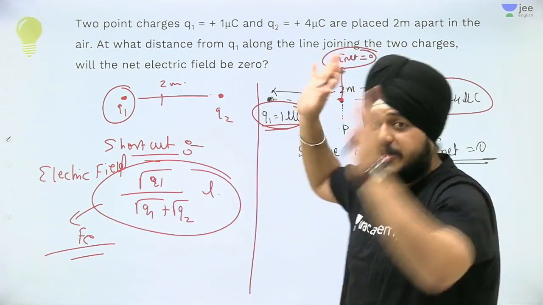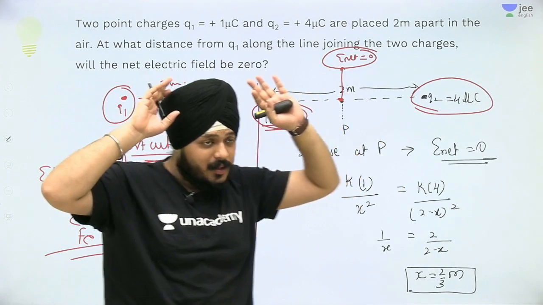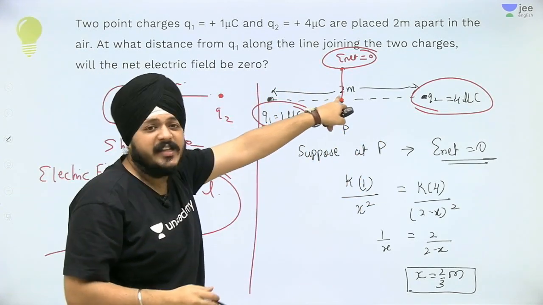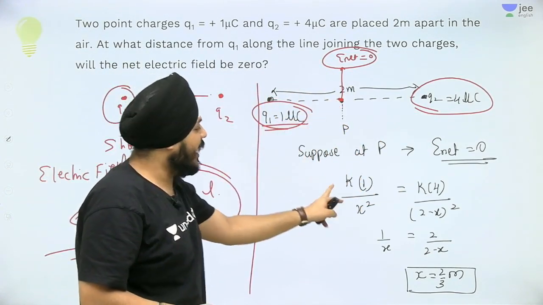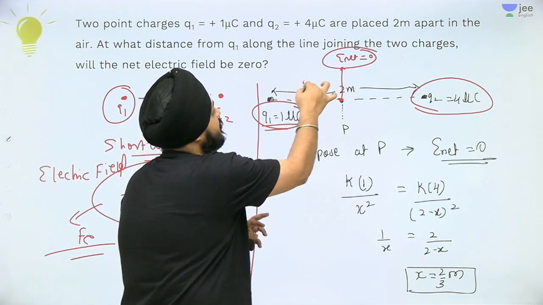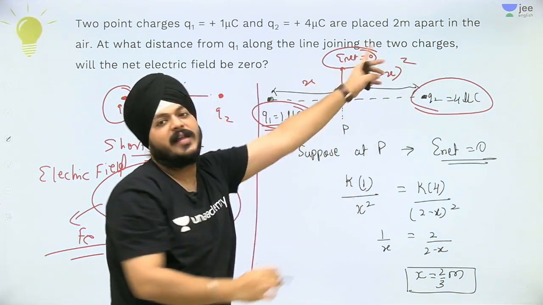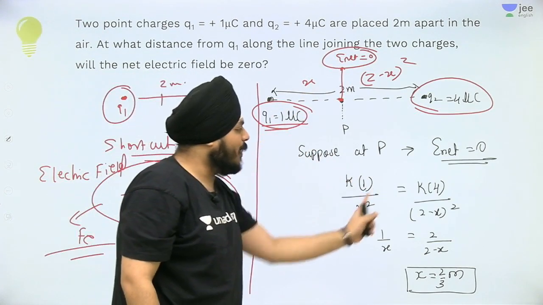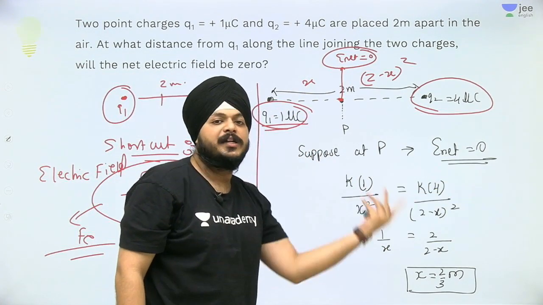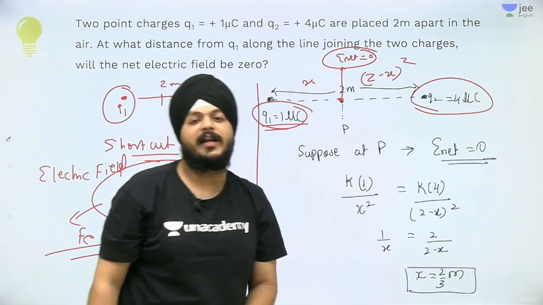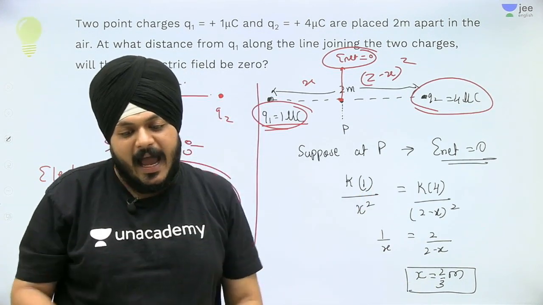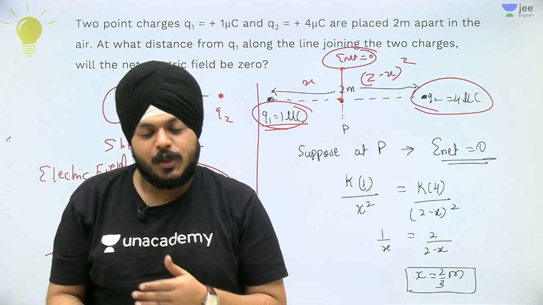Now if I move on to the general procedure, at this point the net electric field is 0. So kq by x square, suppose this distance is x. Can I say this distance is 2 minus x whole square? This is x, then that is 2 minus x whole square. So k into 1 by x square is equal to k into 4 by 2 minus x whole square. Replacing this, I also get 2 by 3 meter.